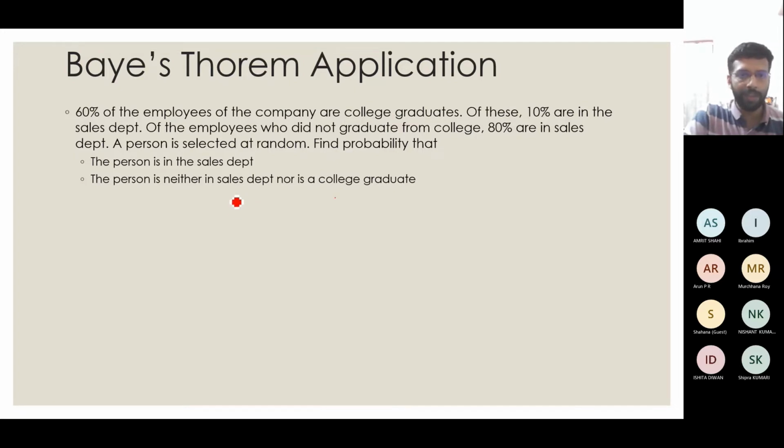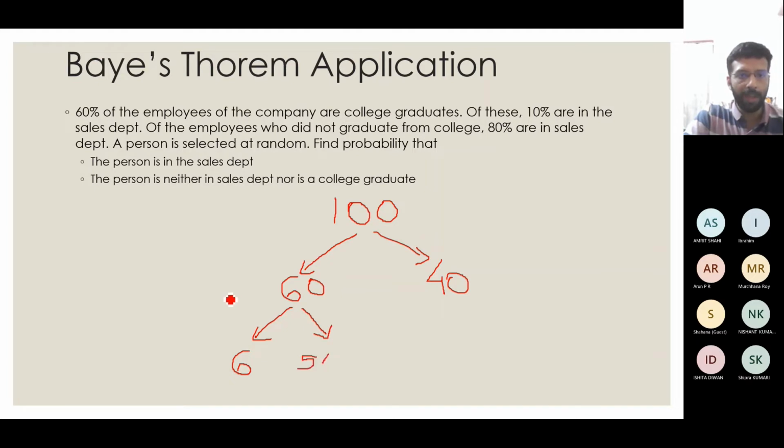Since percent is with reference to 100, I will assume that there are 100 students in a class, or employees in a company. I will write the problem statement based on this. It is told that 60%, that is 60 people, are college graduates. That means the remaining 40 are not college graduates, right? Out of the college graduates, 10% are in sales. 10% of 60 will be 6. So 6 people are in sales and the remaining 54 people are not in sales.